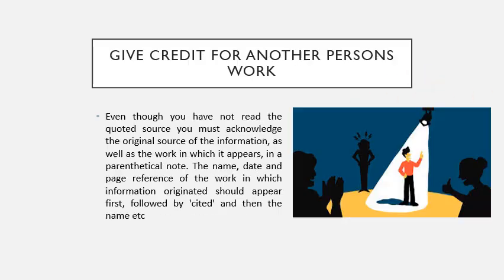Now, give credit for another person's work. This is the most important thing. If you use the content that belongs to another person, you should always indicate where the content comes from. Even though you have not read the quoted source, you must acknowledge the original source of the information, as well as the work in which it appears. In a parenthetical note, the name, date, and page reference of the work in which information originated should appear first, followed by the cited or referred work, and then the name.